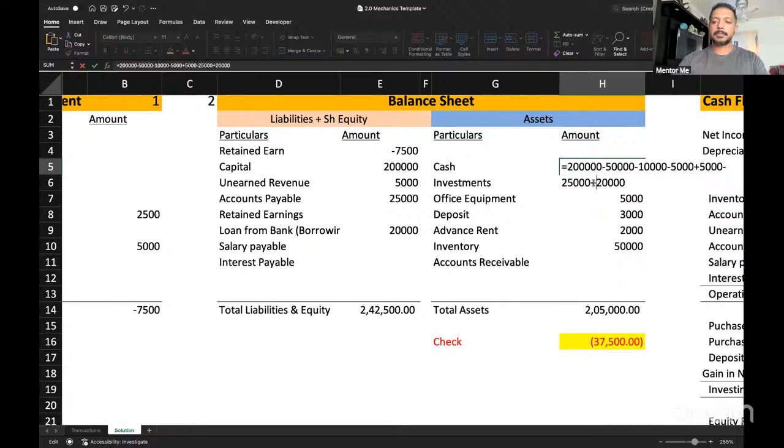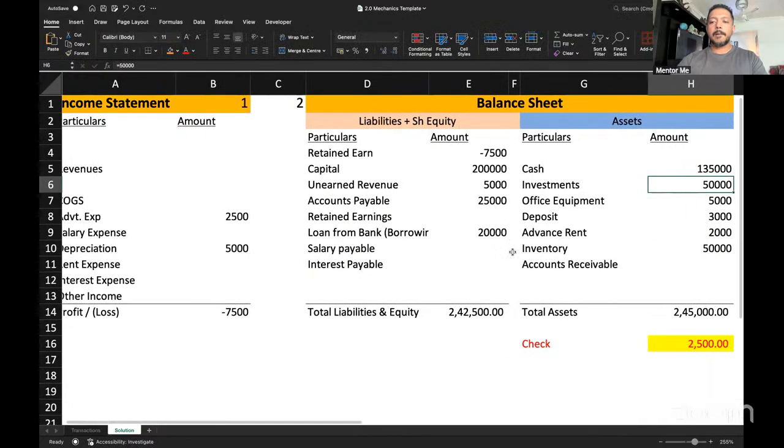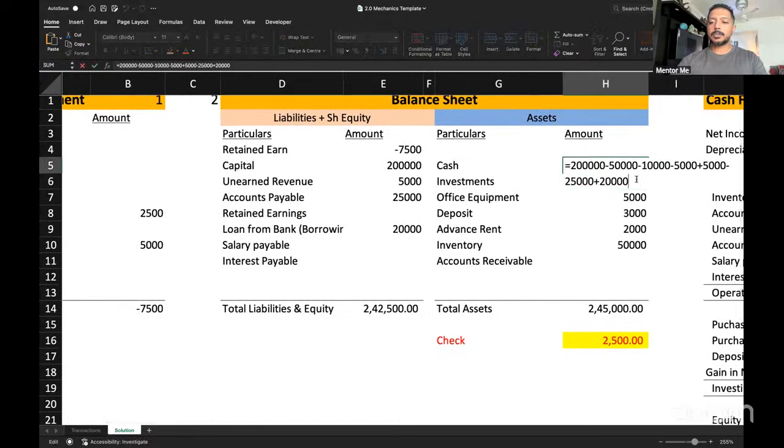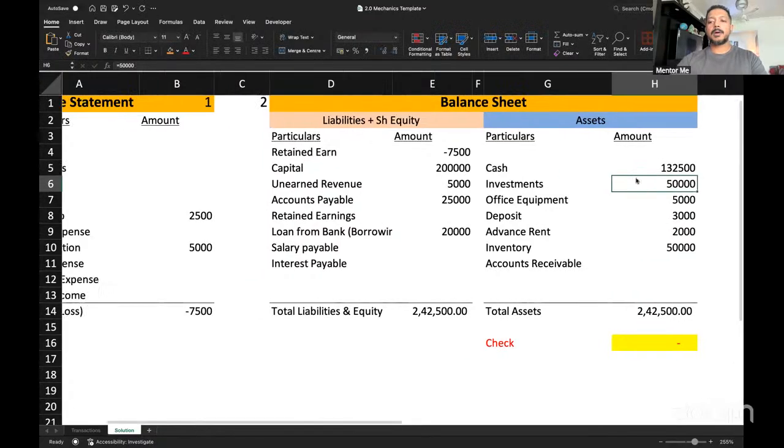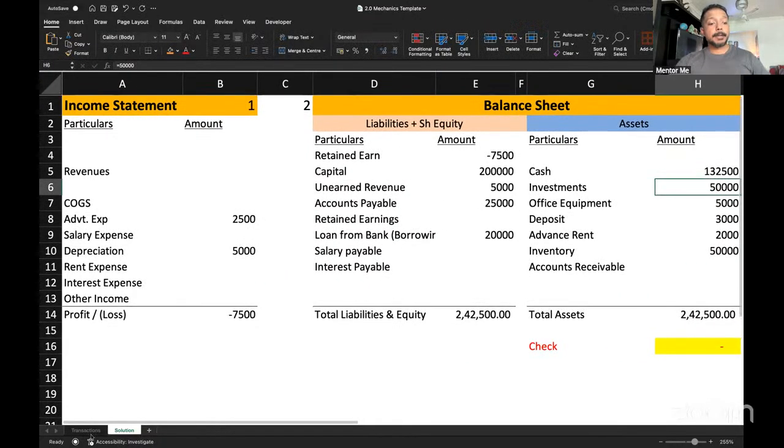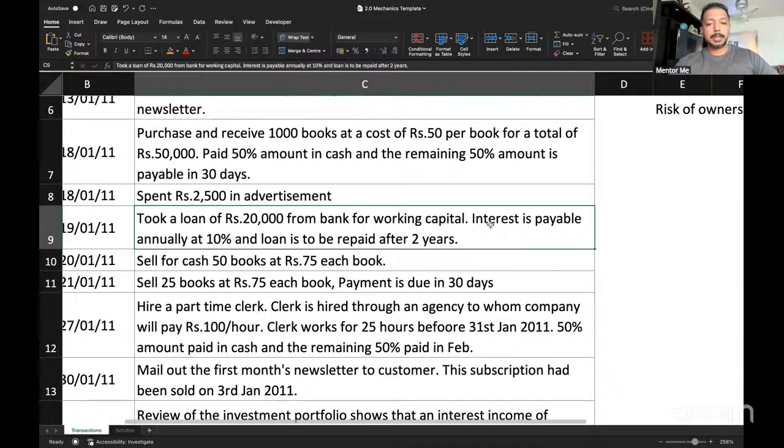Then minus. Shall not reduce that. Okay, so we've taken a loan and we did that. Now interest is payable. We have not paid. So interest payable is 10% and the loan is to be repaid after 2 years. So repayment will take care later, but interest is payable.